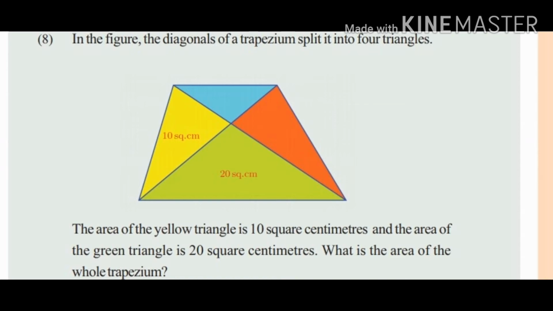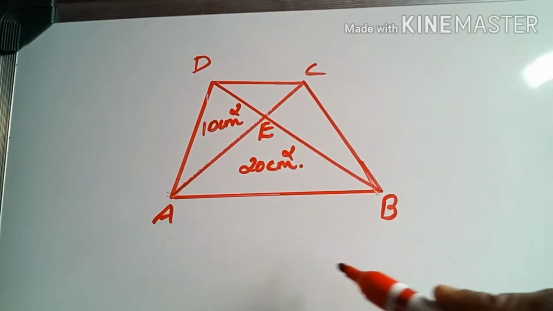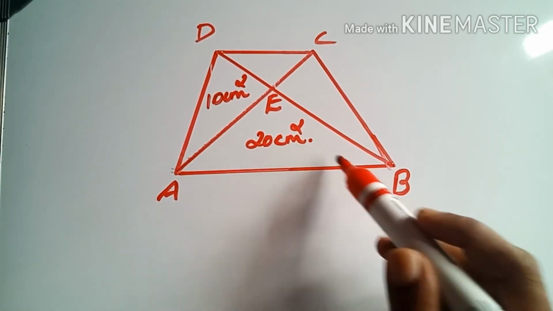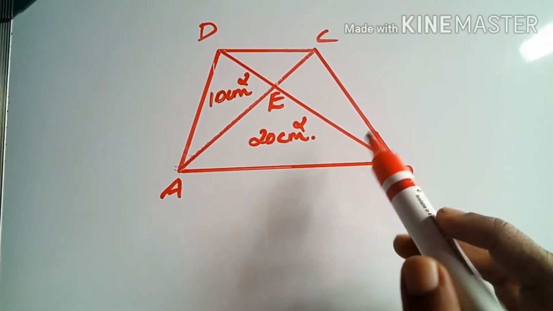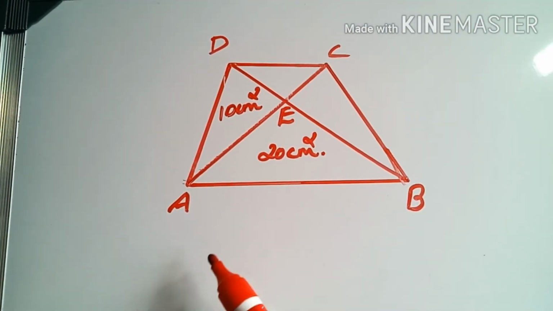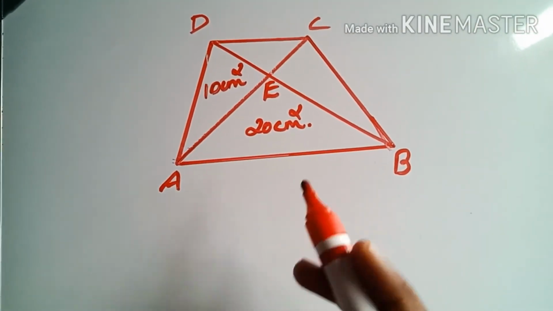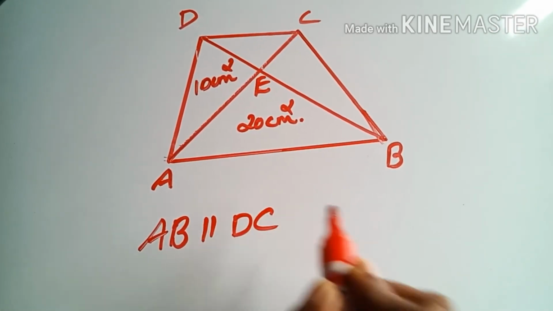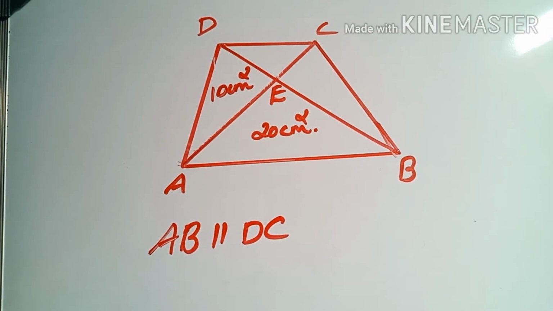Okay, so let's draw the figure first. This is the rough figure. In the question it is given that this quadrilateral is a trapezium. In a trapezium, one pair of opposite sides are parallel. That means here it is given AB is parallel to DC. AB and DC are parallel.